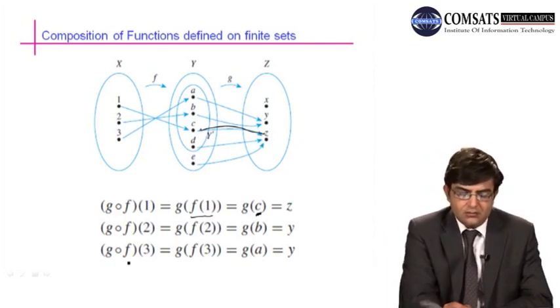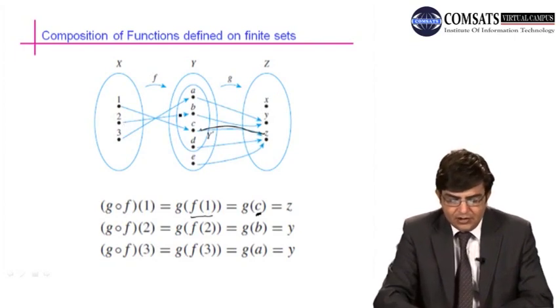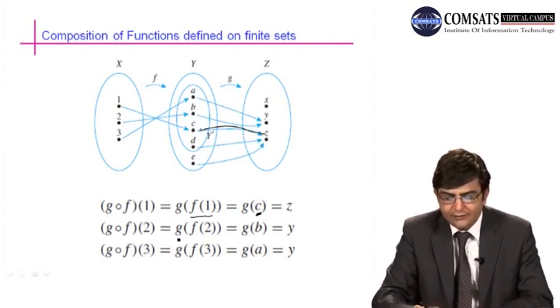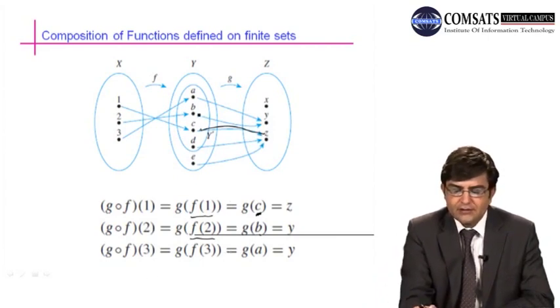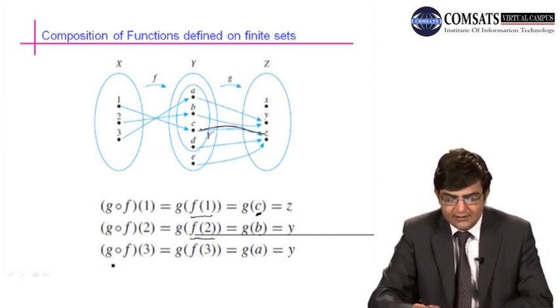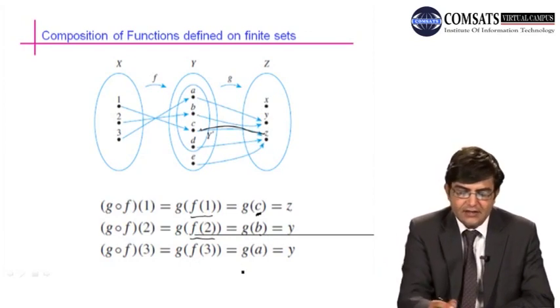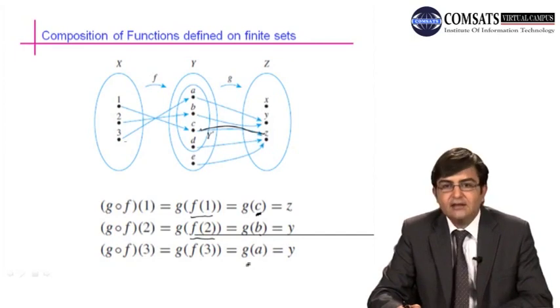Similarly, we now see 2, the second element of x. 2 is connected to b, means f of 2 is b. Now g circle f of 2 is g of f of 2. Now we see here what is the image of b? b is connected to y, so g of b is y. Similarly, g circle f of 3 is g of f of 3, and f of 3 has image a, and a is connected to y, so g of a is y.